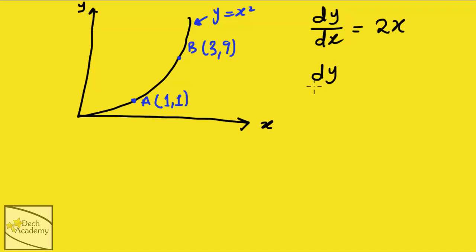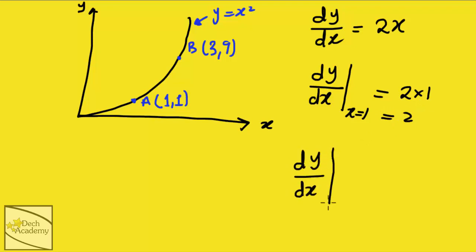So the gradient of the curve at point A, which is at the point where x is equal to 1, is given by 2 times 1, which is 2. The gradient at point B, which is the point where x is 3, is given by 2 times 3, which is 6. So this procedure saves you from having to draw a tangent line and then determine the gradient of that tangent line.